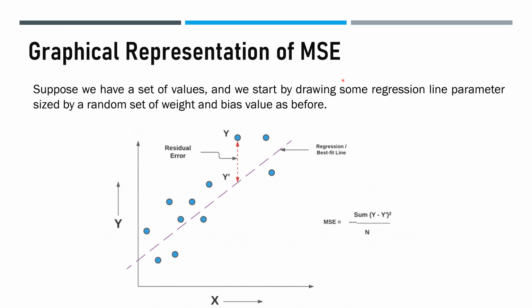This is the graphical representation of mean squared error. This is a graph on x and y axes, and these are all the points on it. This is the best fit regression line. Now let's take a case where this point is known as y and this point is known as y dash. We calculate the difference between y and y dash, and it is known as a residual error. We calculate this difference for all these points, square and add them, and at last we divide it by the total number of points, and this is how we get the mean squared error.